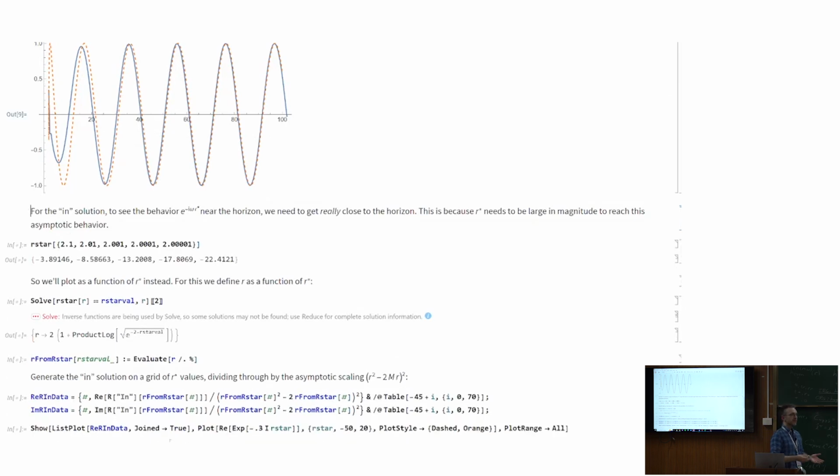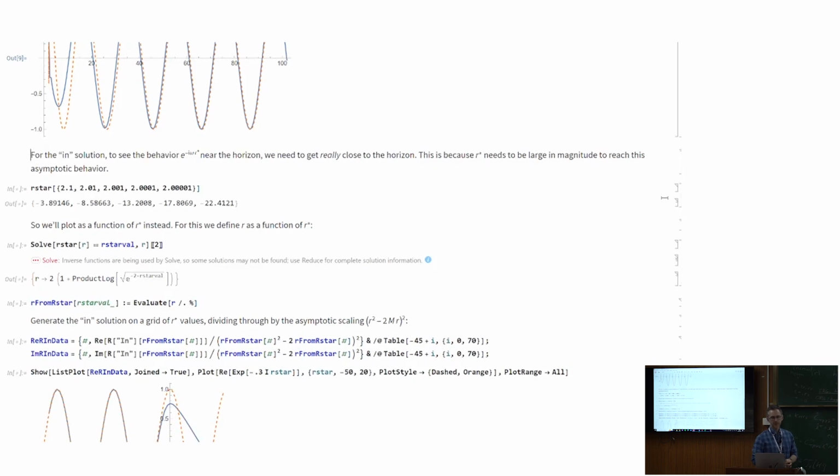Okay, now I want to do the same thing for the in solution. I want to plot it near the horizon to see this nice ingoing wave. Now, to get anywhere close to the horizon in terms of R star, we have this e to the minus i omega r star, and so we need to see those nice oscillations as a function of R star. To get to any significant value of R star, you need to be really, really, really, really close to R equals 2m.